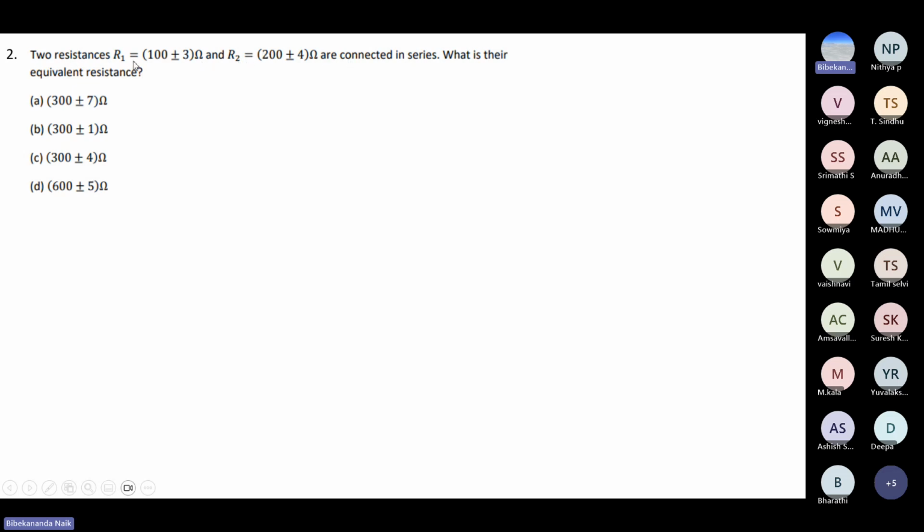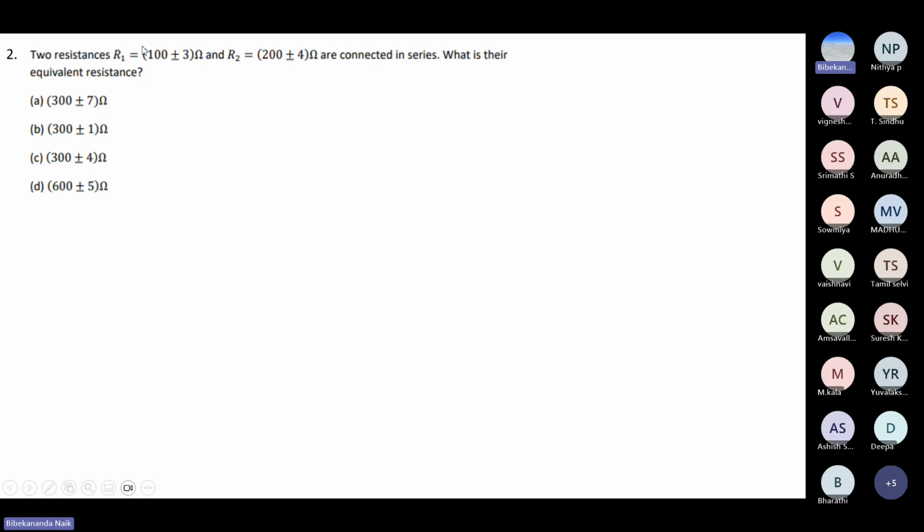So these are two resistances R1 and R2, and they are connected in series. Then what will be their equivalent resistance? So please try to do this. It will be a bit easier definitely. So what will be the error and what will be the actual value?